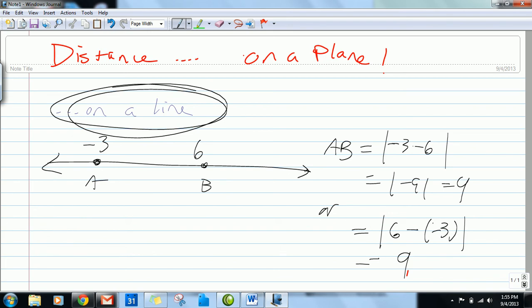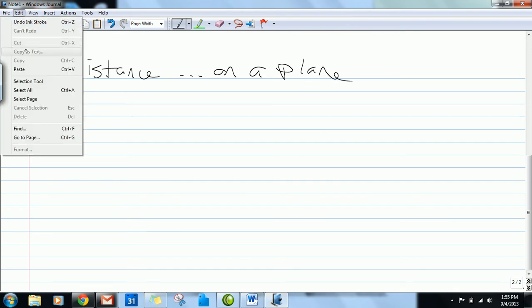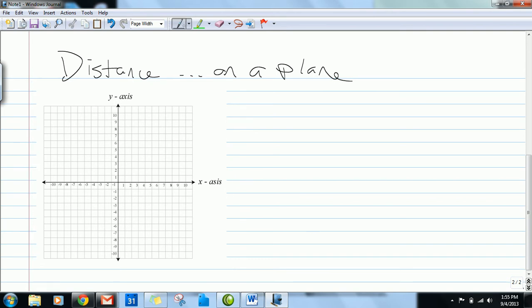So what about, of course, the distance between 2 points on a plane? So a plane, we're talking about the coordinate plane. Now let's do a quick coordinate plane review. The coordinate plane has 2 axes, the x-axis and the y-axis. And this point right here is called the origin, 0, 0.